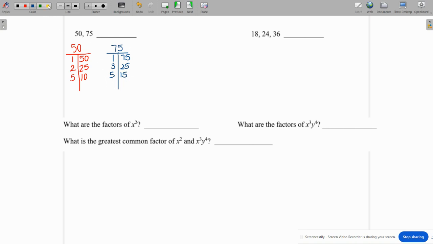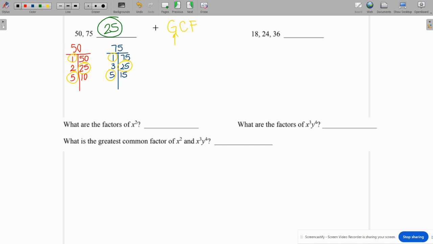So if I'm looking for what factors they have in common, well, they each have a 1, they each have 5, and they each have 25. But we're looking for the GCF. This is the greatest common factor, which is in this case 25. So 25 is the largest common factor.